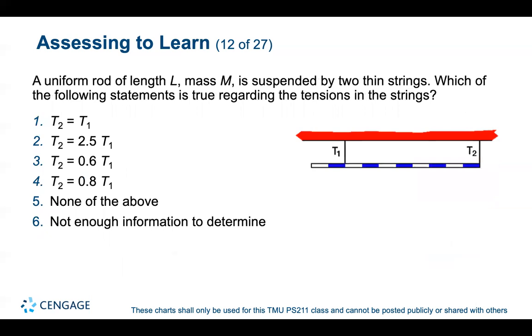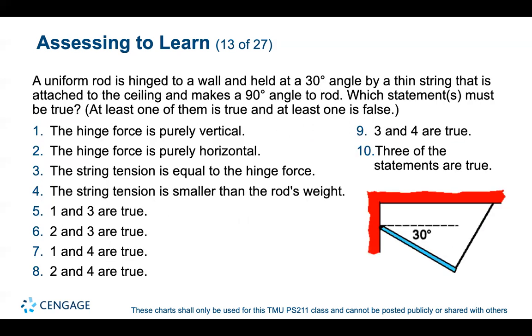Okay, a uniform rod of length L, mass M is suspended by two thin strings. Which of the following statements is true regarding the tension of the strings? And the answer is T2 equals 0.0 T1. So a uniform rod is hanging from a wall and held at a 30-degree angle by a thin string that is attached to the ceiling and makes a 90-degree angle to the rod. Which statements must be true? At least one of them is true and at least one of them is false. And the answer is the string tension is smaller than the rod's weight.